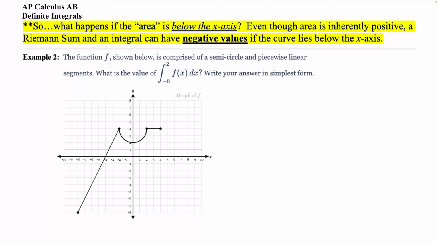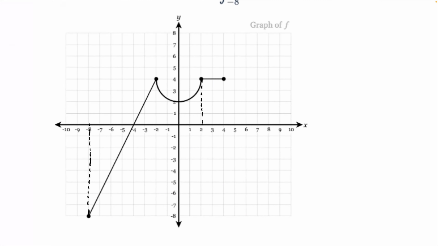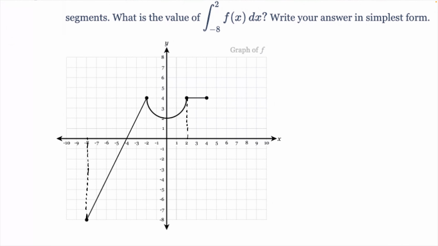So we're going for area. The function is drawn. We're going for area from negative 8 to 2. Negative 8 to 2. The picture is already drawn for you. So negative 8 starts here. Positive 2 ends here. So I'm going to shade the area. The area under the curve is here.